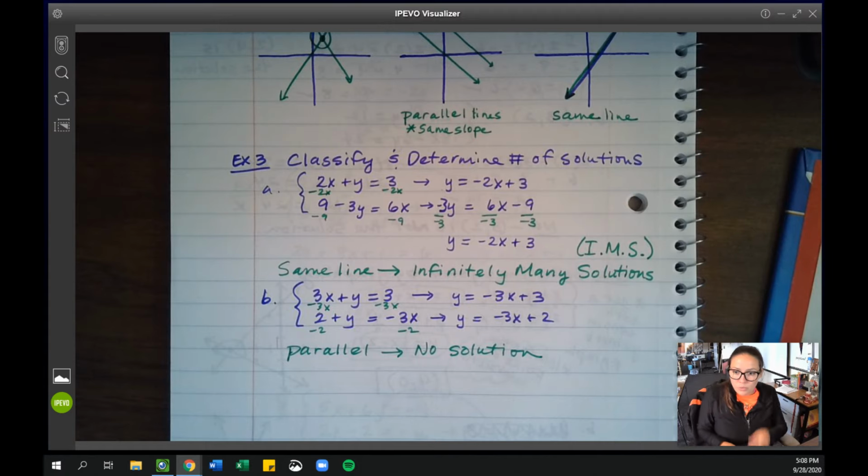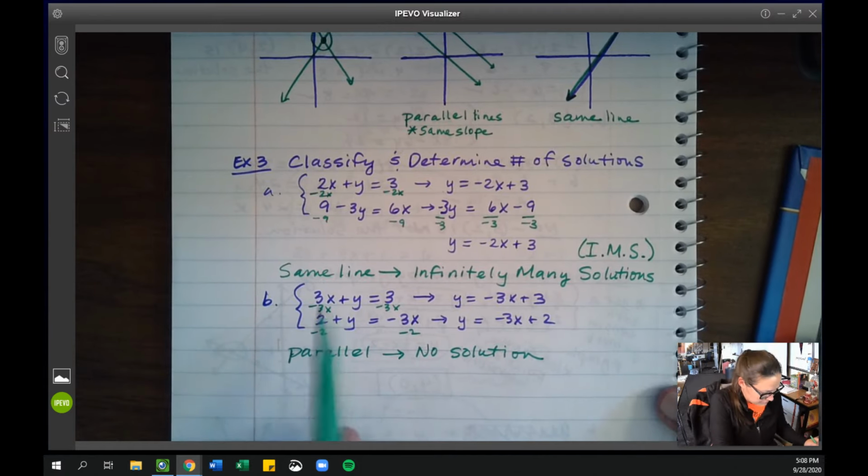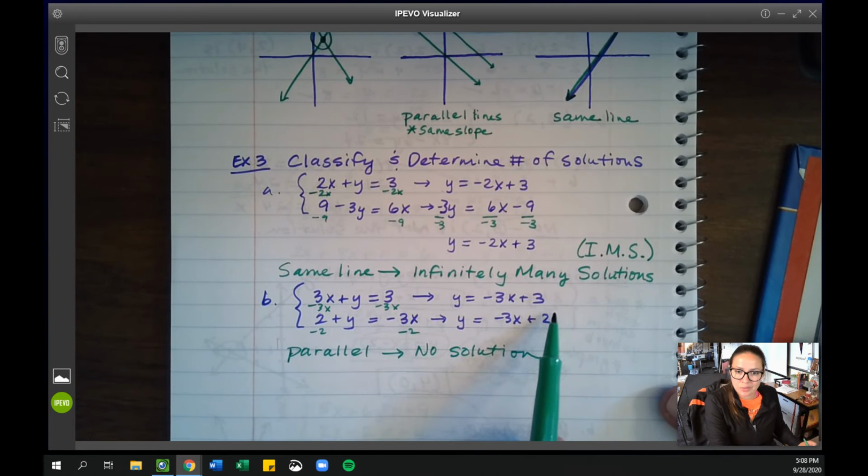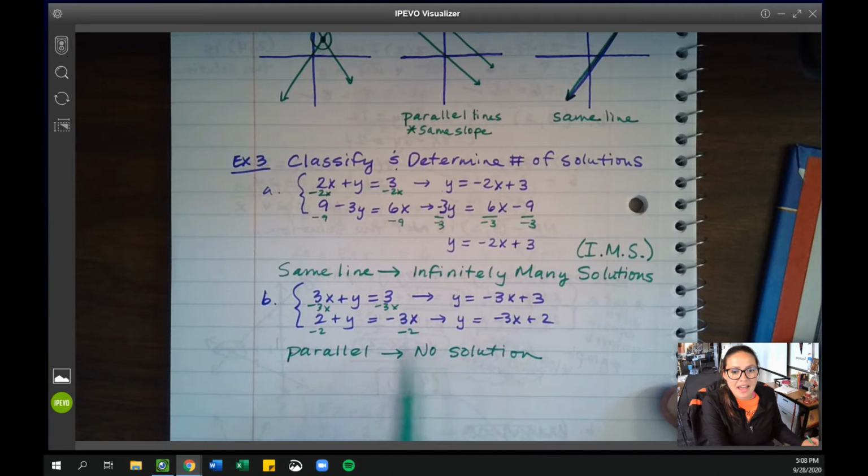All right, so when you put these in slope-intercept form, the first one gives you y equals negative 3x plus 3. The second one is going to give you y equals negative 3x plus 2, which means they are parallel. They have the same slope, but they are not the same line, which means that this system would have no solution.